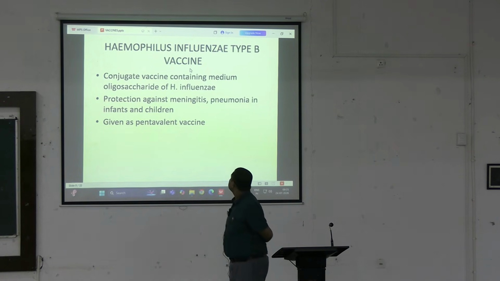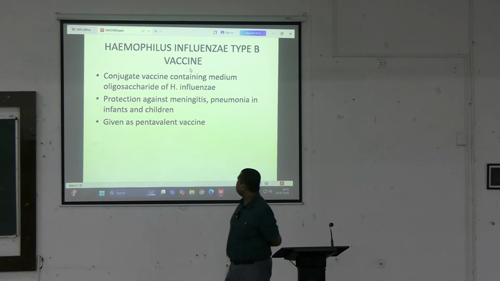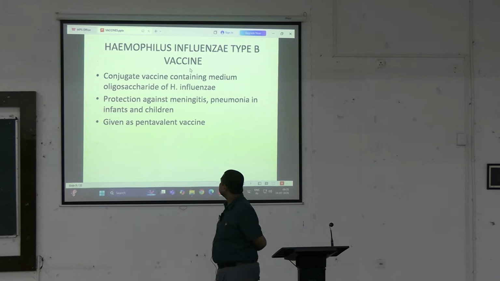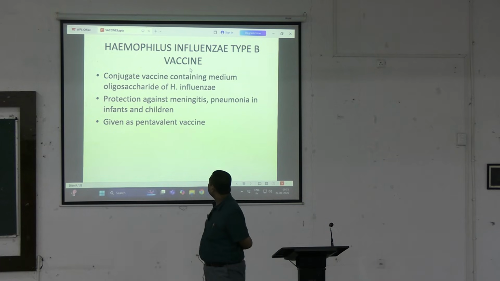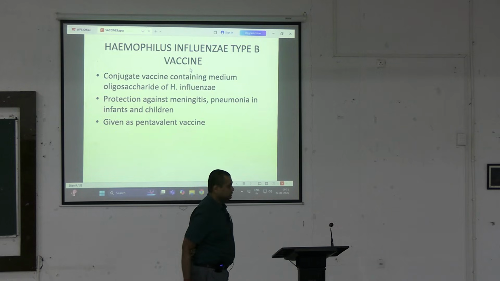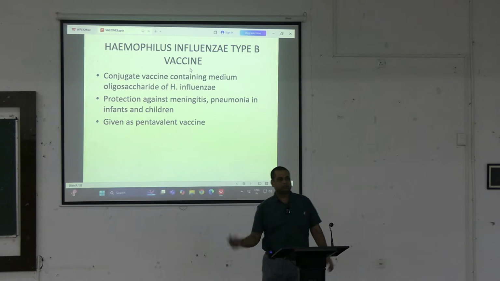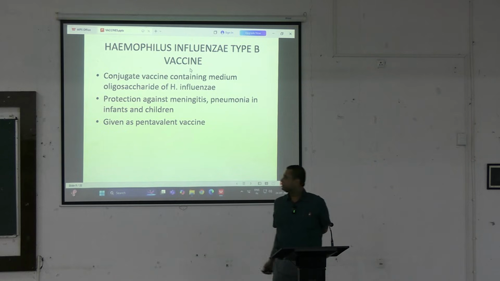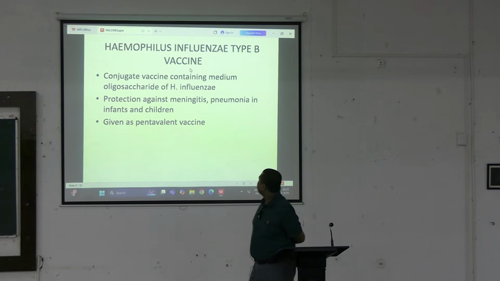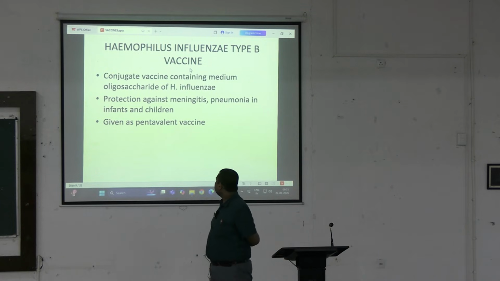Now Haemophilus influenzae type B vaccine. What is it? It is a conjugated vaccine containing oligosaccharide of Haemophilus influenzae, which is a component of the Haemophilus influenzae bacteria. It gives protection against meningitis and pneumonia in infants and in children.